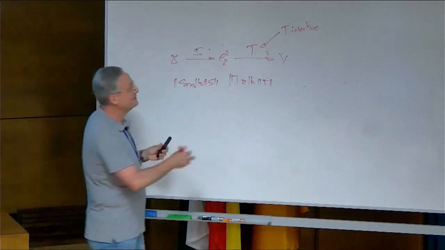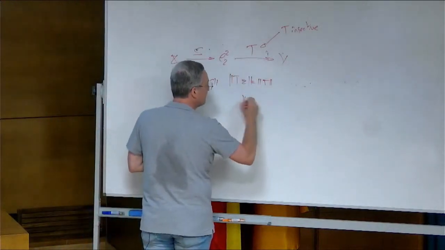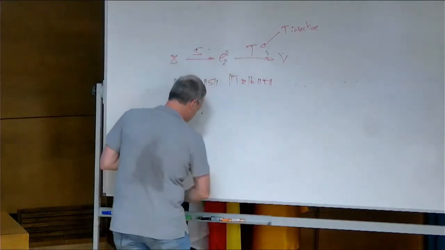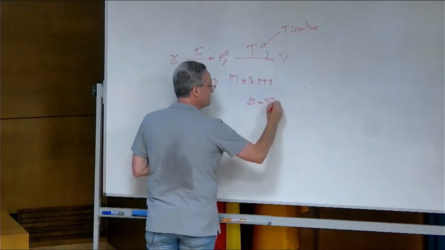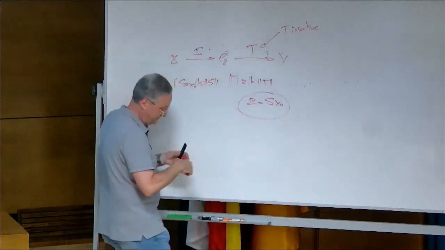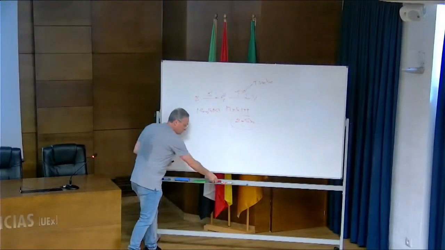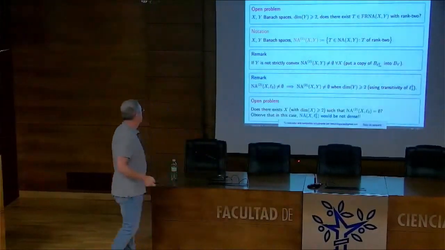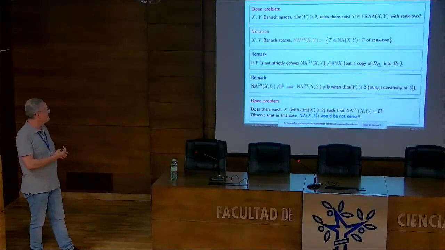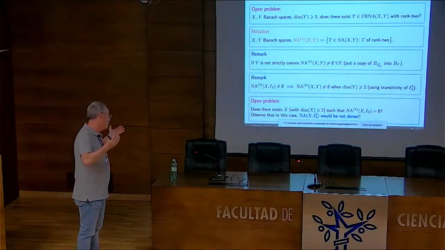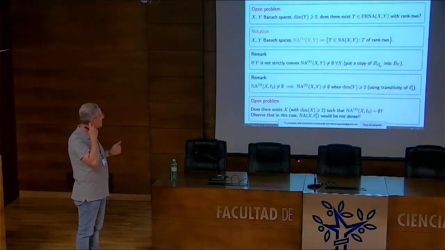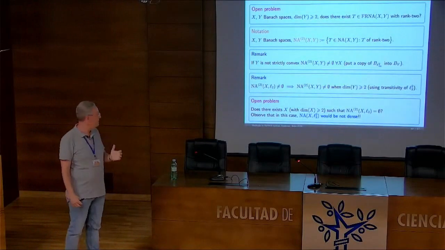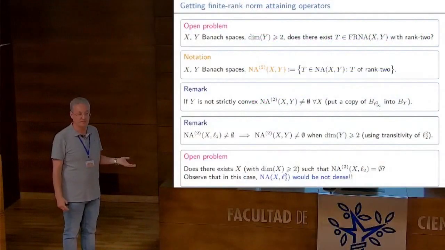So the idea is that you may suppose that, up to an isometry, c is equal to S of x0. So, okay, good. So we can focus on L2. This is the only important part. So the open problem is, does there exist a Banach space X with dimension bigger than 2, so that the set of non-attaining rank 2 operators from X to L2 is empty? If yes, then non-attaining operators from X to L2 will not be dense. So, good.